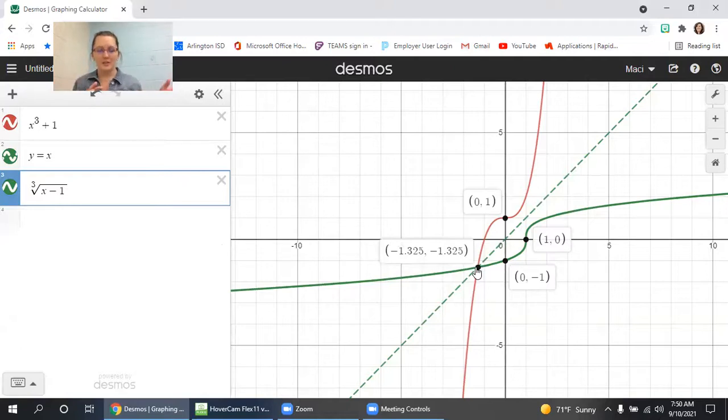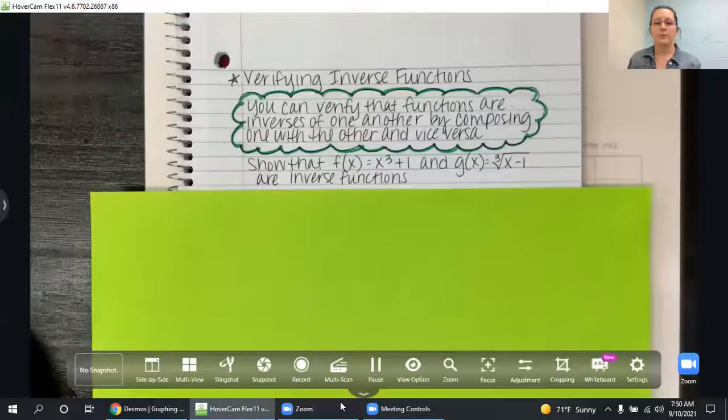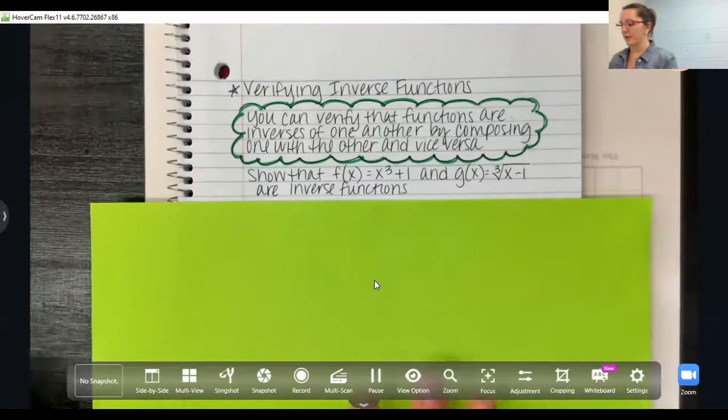So you guys talked a lot in the discussion post with the parent functions about how the cubic and the cube root look like they're related or very similar, which is true because they are actually inverses of one another. So here's how we can verify algebraically whether functions are inverses of one another.